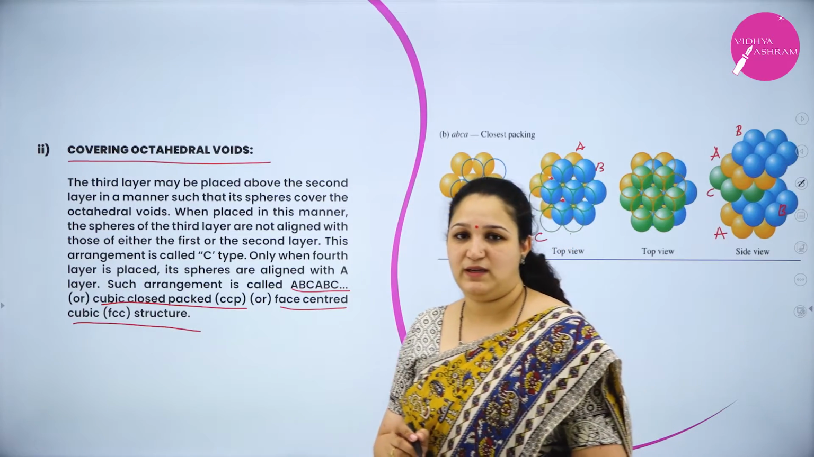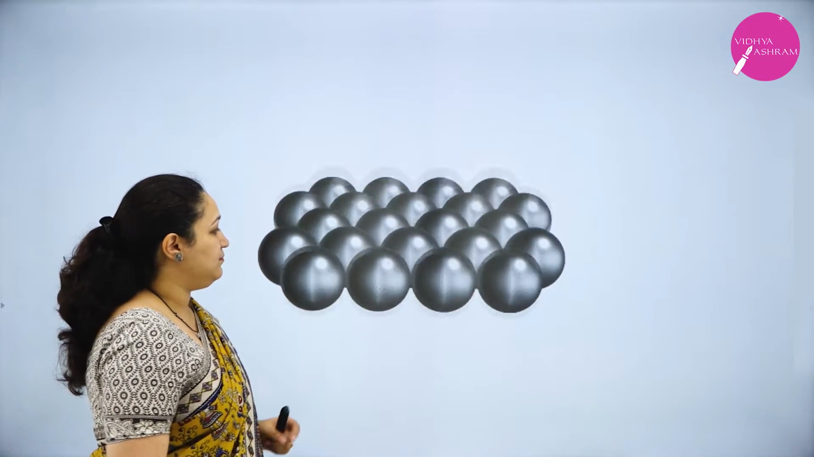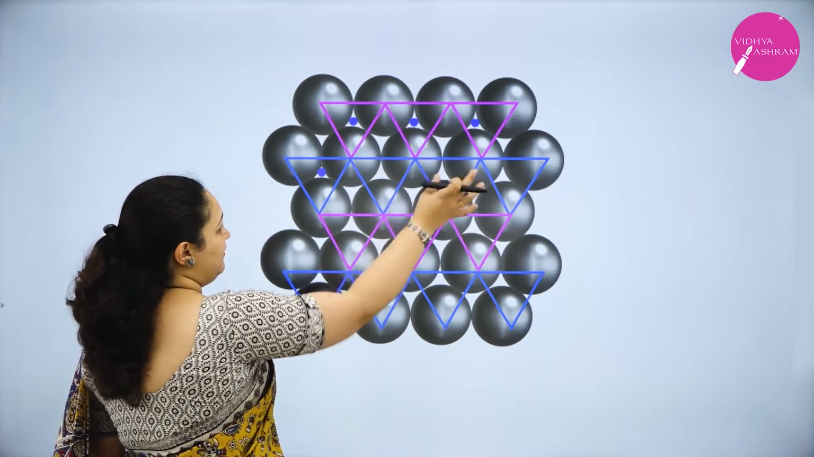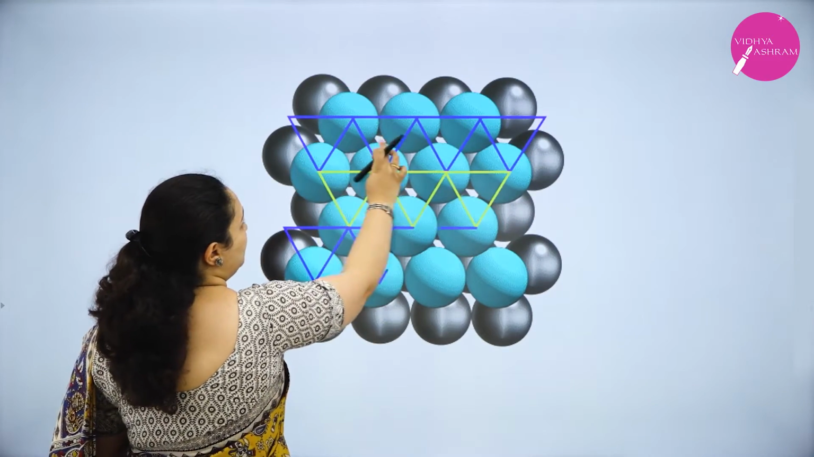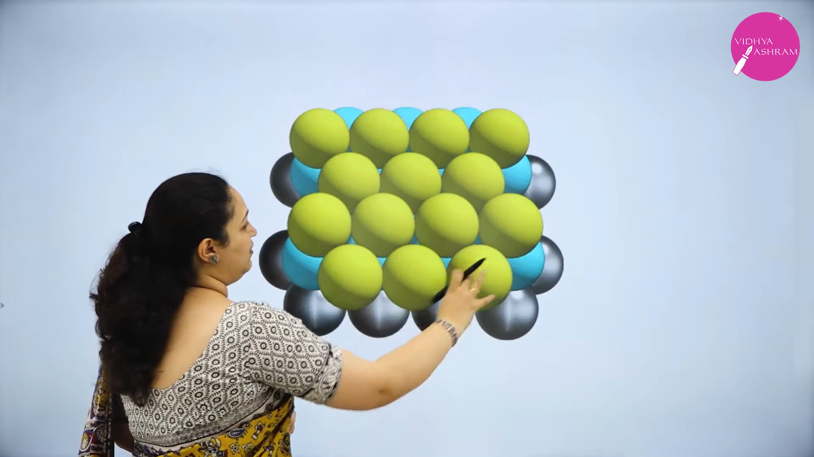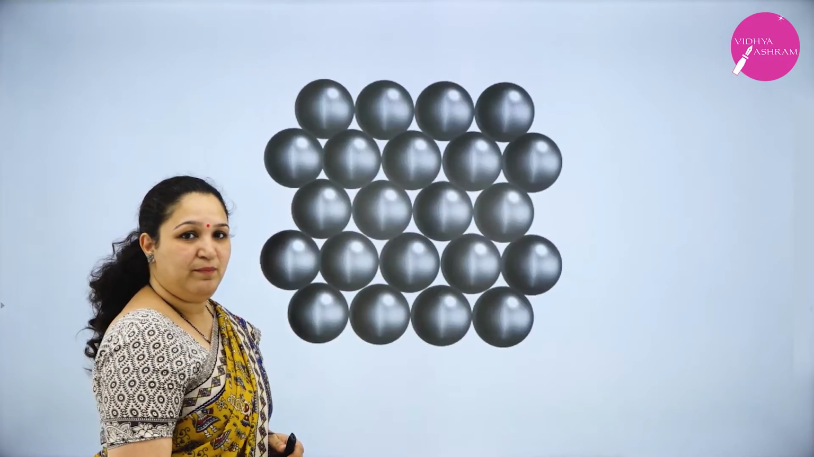This pattern is what? ABC type of pattern. To understand this better, you can see the first layer, then you have the second layer which you place, you get the tetrahedral voids. Now you see the octahedral holes are there. On that hole you have the third particle coming and sitting. So that is the ABC type of pattern.